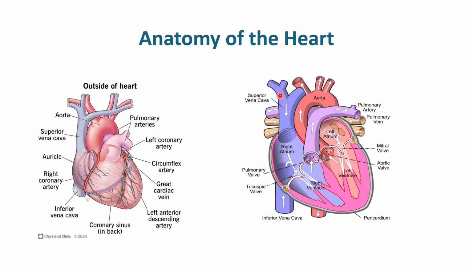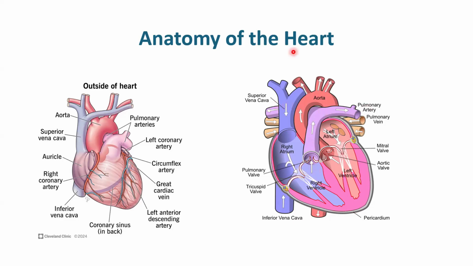Here you can appreciate the inlet of blood coming into the right atrium. From the right atrium, blood goes through the tricuspid valve, which we can see here, to the right ventricle. From the right ventricle, blood goes to the lungs using the pulmonary trunk. The pulmonary trunk divides into two pulmonary arteries, the left one and the right one.